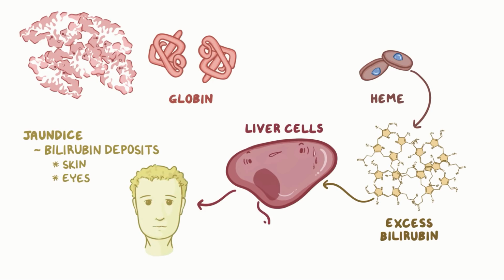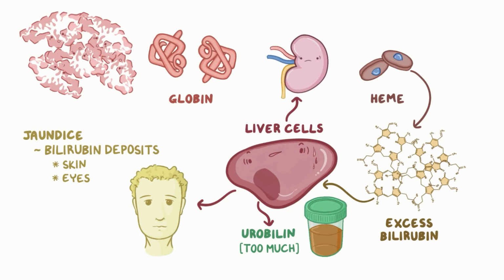Some of the bilirubin is converted to urobilin, which is what gives urine that yellow color. If there's too much of it, the urine becomes a much darker tea-like color. This could overwhelm the kidneys, resulting in kidney damage.